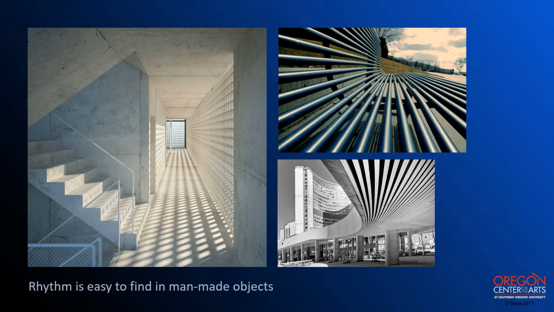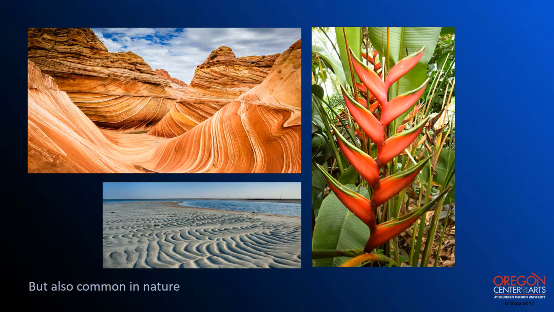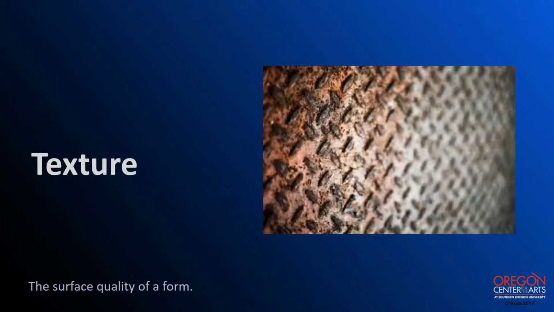Rhythm is easy to find in man-made objects. Stairs are great for rhythm. Window fenestration patterns, all that kind of stuff, very great for rhythm. Things that have man-made lines are easy to find rhythm in, but we can also find rhythm in nature. So wave patterns and the shapes of leaves and all kinds of stuff can be very powerful rhythm creating elements.